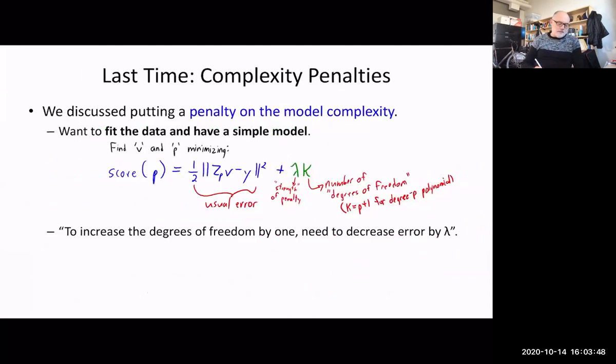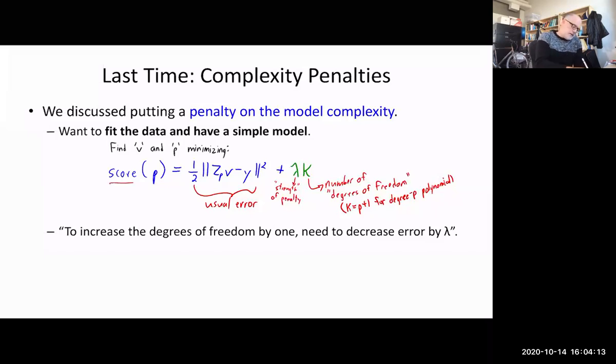Last time we talked about complexity penalties, putting a penalty directly on what we call model complexity. You can think of it as model expressivity. The idea is that we want to fit the data with the simplest possible model that actually achieves our objective, whatever that happens to be.